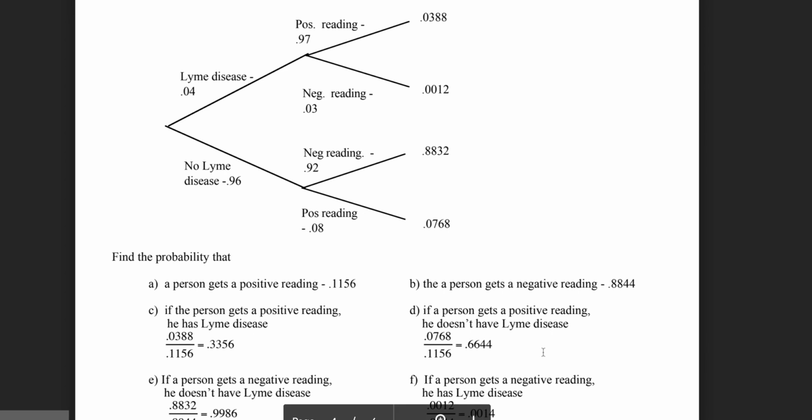All right, so the probability if a person gets a positive reading, right? You add those together, 11.56. And then you want to know that you don't have it, right?